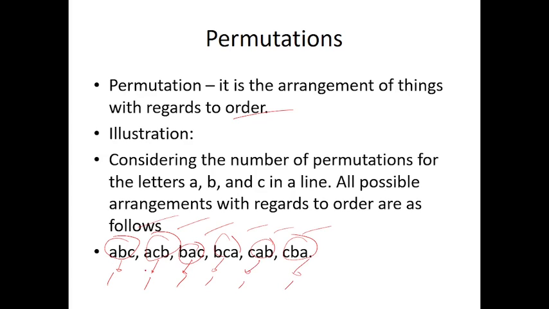So there are 6 arrangements with respect to permutation. So sabihin niya, there are 6 permutations. So arrangement of things with regard to order. There are 6 arrangements with respect to permutation, or simply there are 6 permutations. Kasi ang permutation ay arrangement, no? With regard to order.